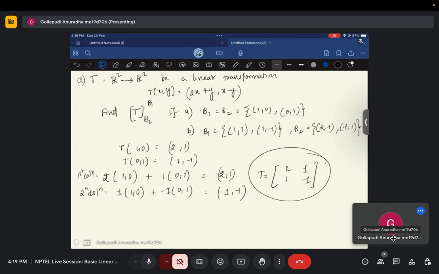Two questions we have. I hope it's clear. Yeah, the first question is pretty clear. For the second question, with the standard basis, the image does not change, whatever you are getting. Okay.